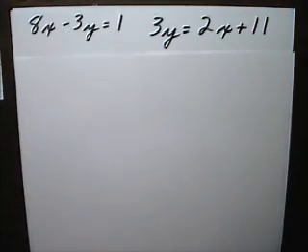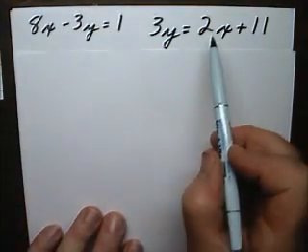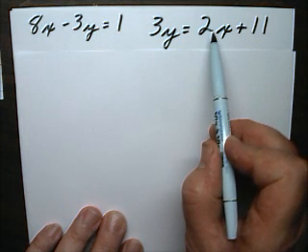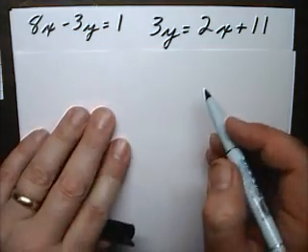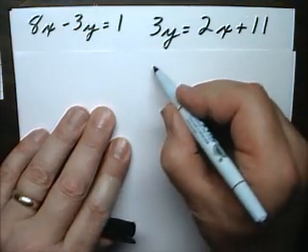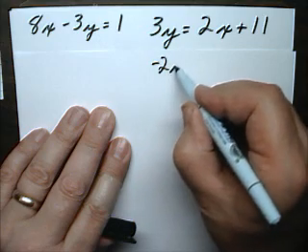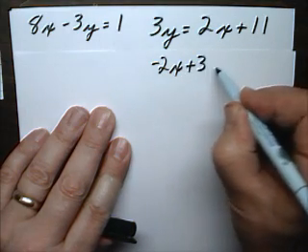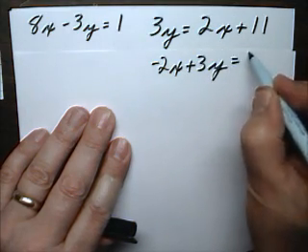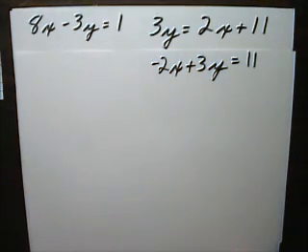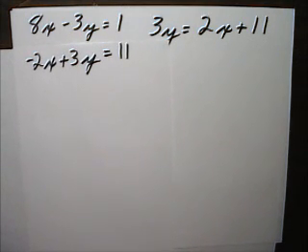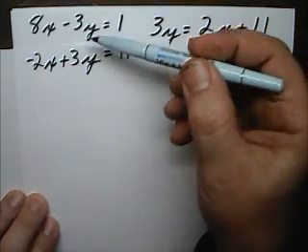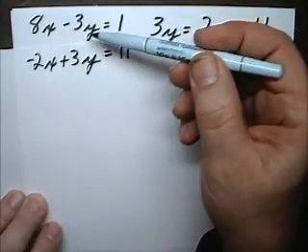So in the second equation, I'm going to subtract 2x from both sides. On this side it adds up to 0, and on that side I'll have negative 2x. So this equation is going to become negative 2x plus 3y equals 11. And now if I put this equation underneath this equation, you can see how it adds up. And it's working out very nicely for us.